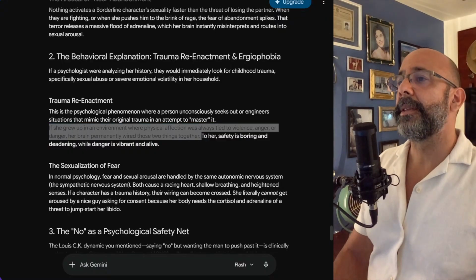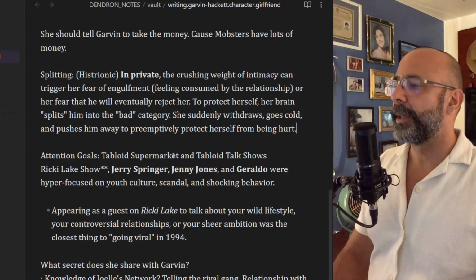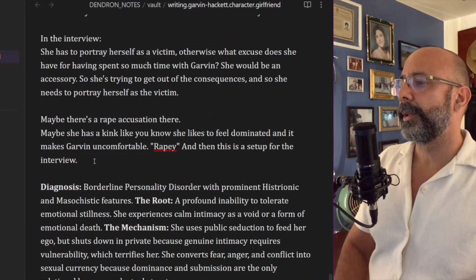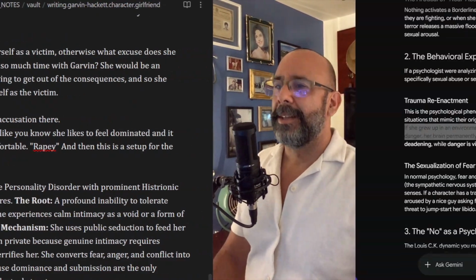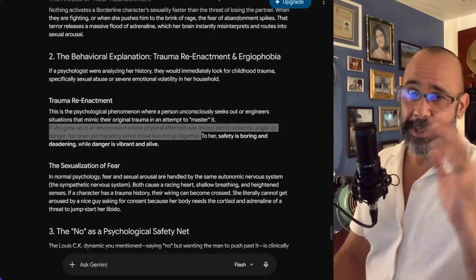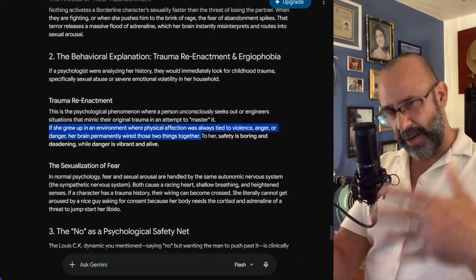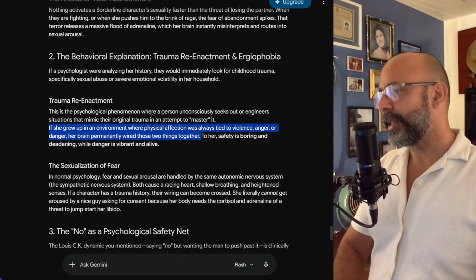So let me just write this down. Take this note on his girlfriend. Let's put it at the bottom here. The diagnosis. I don't like to get too psychological because psychology is kind of like, it's got its own issues. But it's nice to know how they would see it. It can be kind of a language for describing behavior. But this is the one I want to talk about.